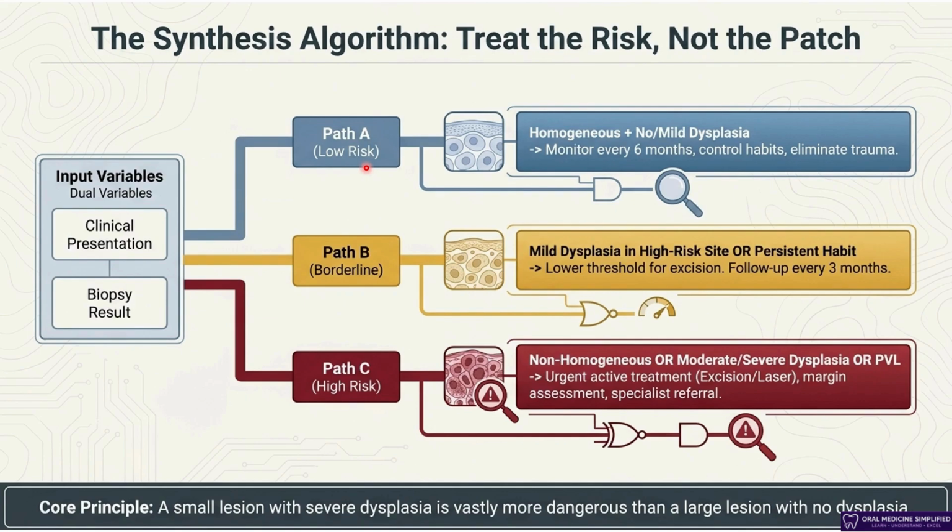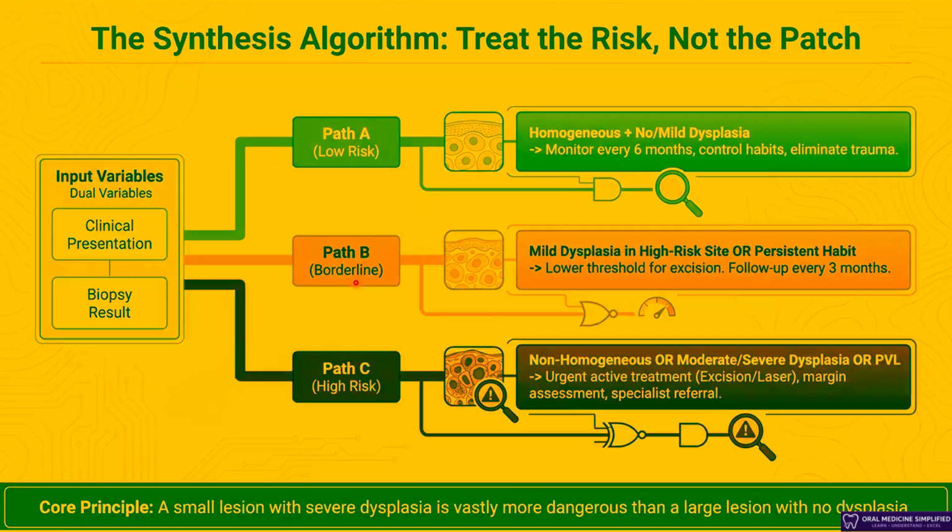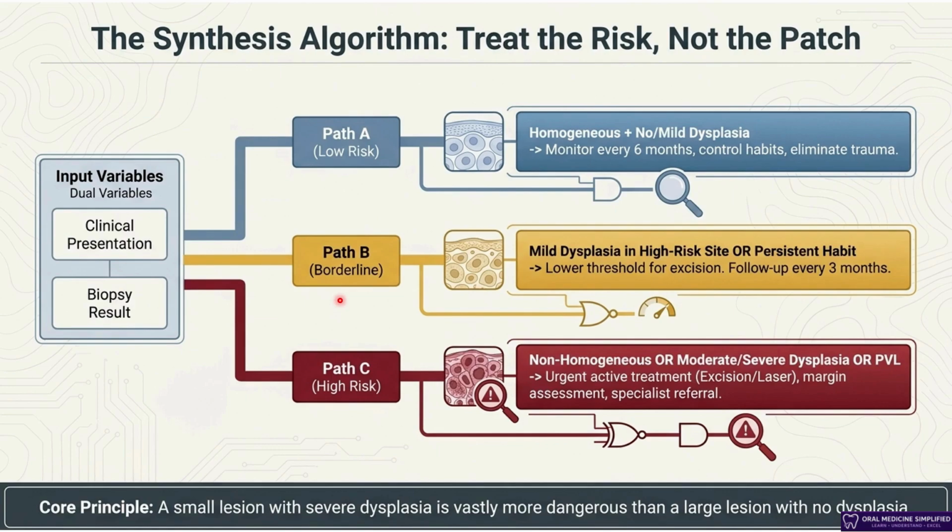If the lesion shows mild dysplasia but is present in a high risk site or the patient has persistent habits, the risk category increases and closer follow-up or excision may be needed. If the lesion is non-homogeneous, shows moderate or severe dysplasia, involves high-risk sites, or has multiple warning signs, then management must be more aggressive, often involving excision, specialist referral, and close surveillance.